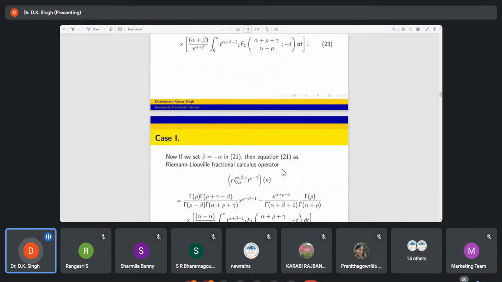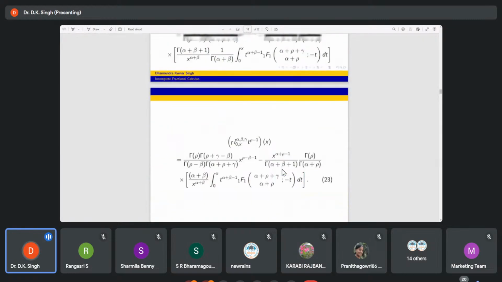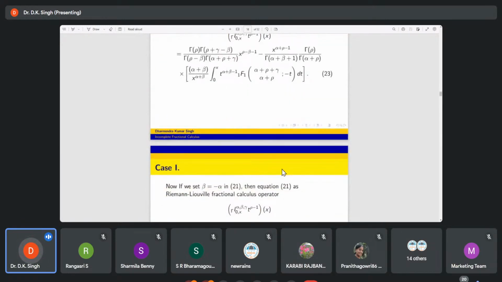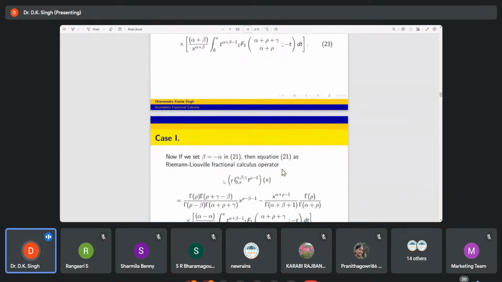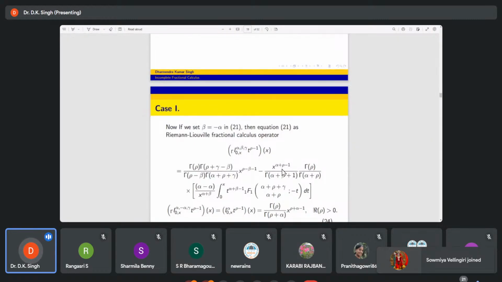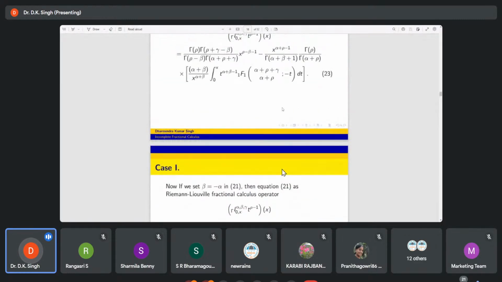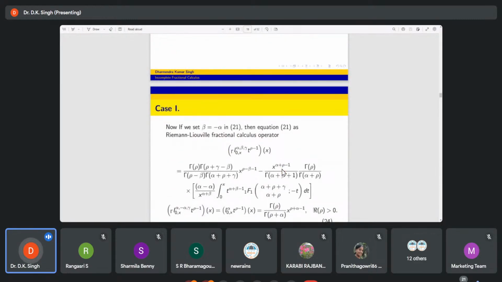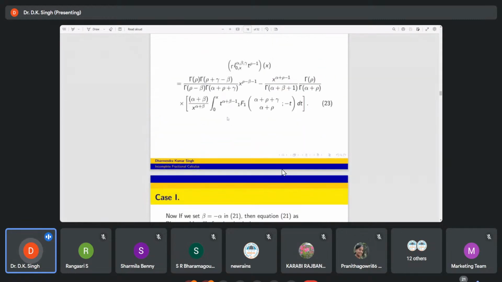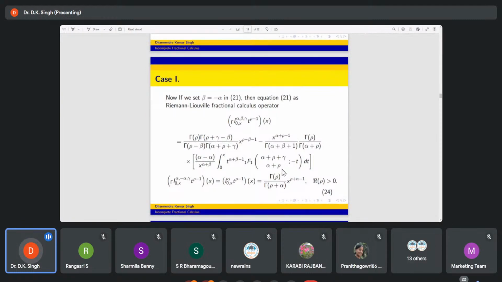Now choose case 1. If you put beta equal to minus alpha in equation number 23, then equation 23 becomes the Riemann-Liouville fractional calculus operators, which is the classical formula of fractional calculus. I think there is some typing mistake here. If you put beta equal to minus alpha, this part becomes 0, and you will get only this part.